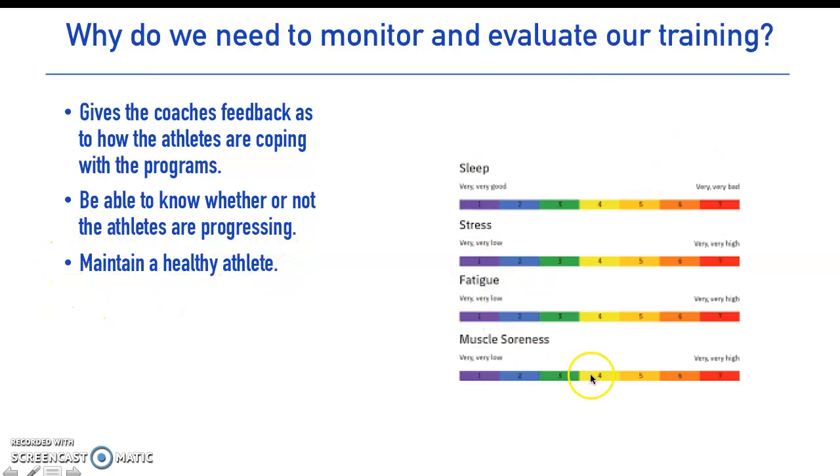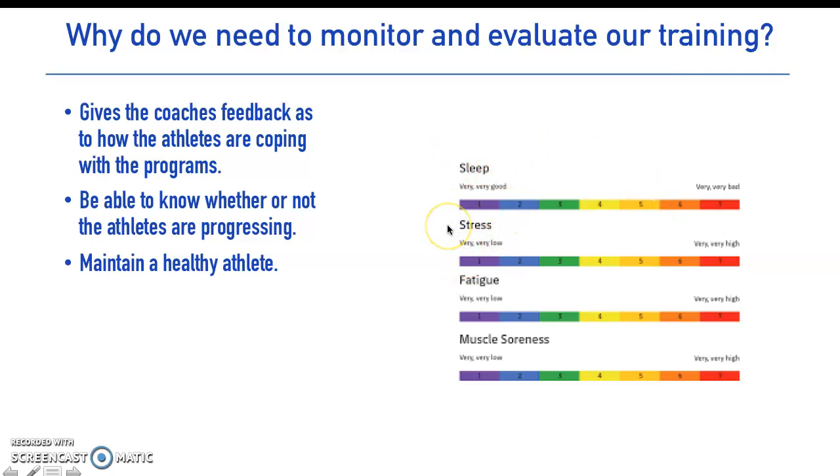So if you look at the questionnaire over here, okay, this is just one that we could use. We always ask our athletes, how did you sleep? Okay, if you slept really well or if you slept terribly. Remember, sleep will determine how well you recover and how you perform. Okay, so sleep is extremely important.